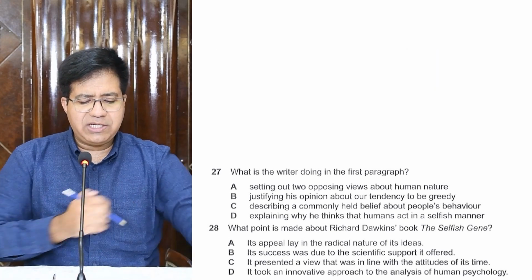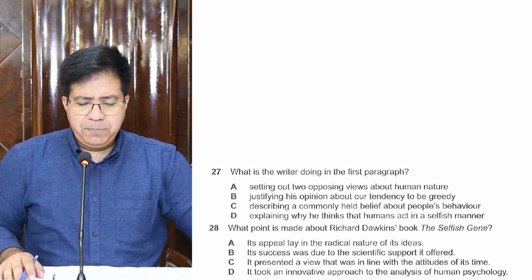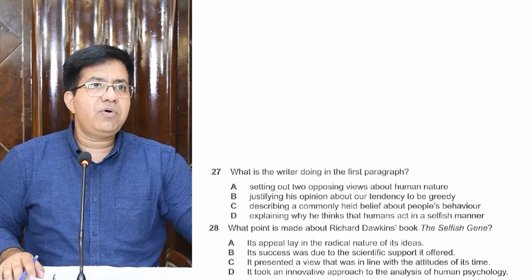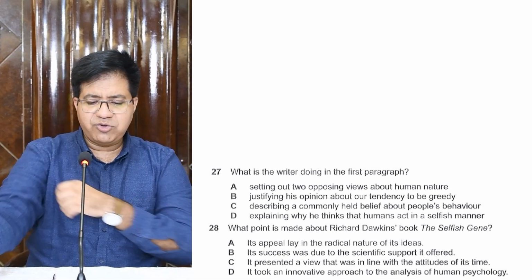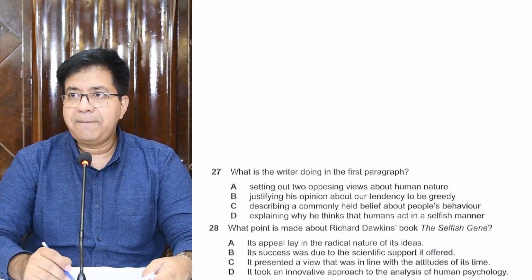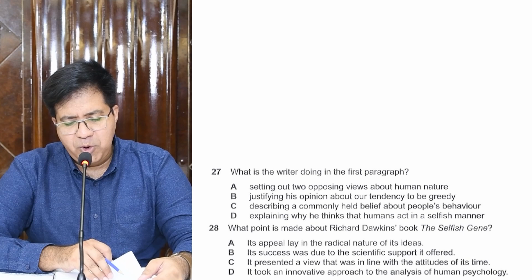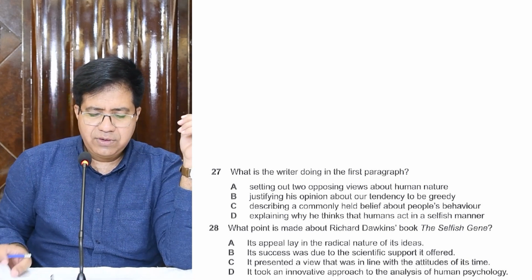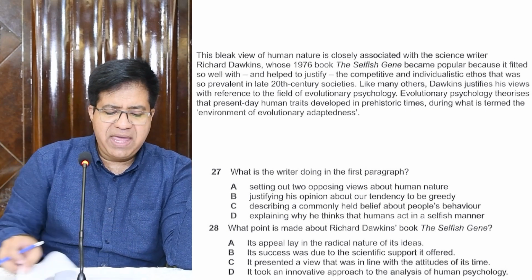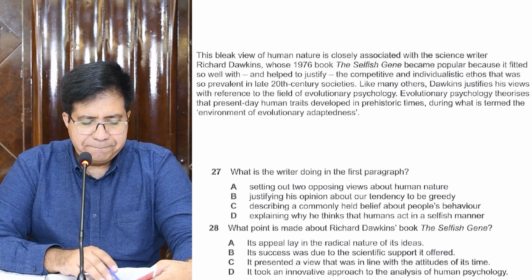Question number 28. What point is made about Richard Dawkins' book, The Selfish Gene? Yeah, it's a book. So The Selfish Gene is a book. We should try to read it. It's a good idea. So, what point is made about Richard Dawkins' book? Second paragraph. And the question is, what point is made? So, let's come to the second paragraph.